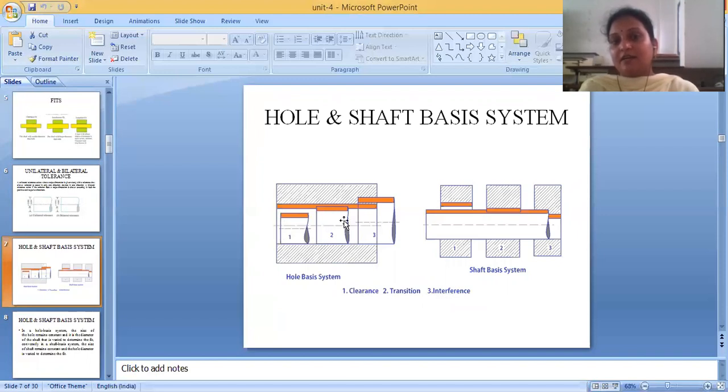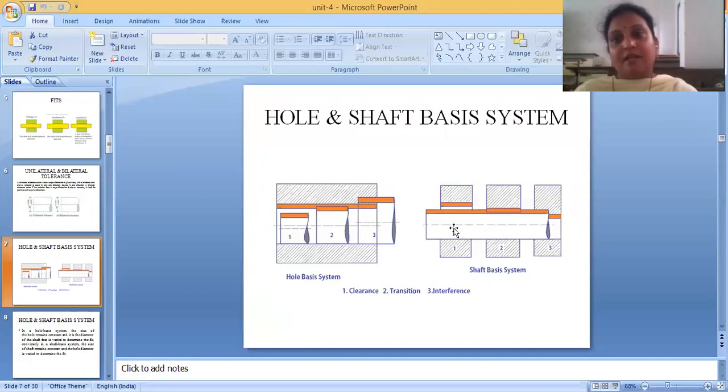If you look at the second figure, the diameter of the shaft and the diameter of the hole are the same. If you look at the third figure, the diameter of the shaft is more when compared to the diameter of the hole. So throughout the process, the size of the hole is constant and the size of the shaft is more. So this is called a hole basis system, where the size of the hole remains constant.